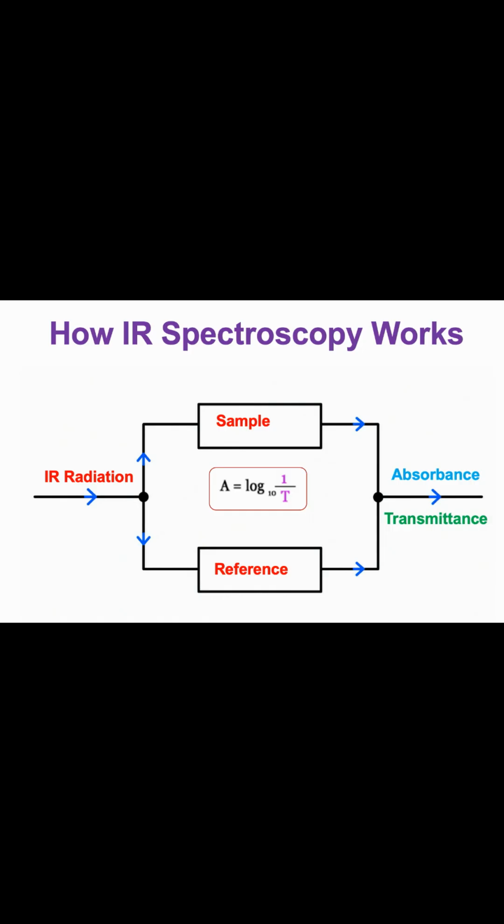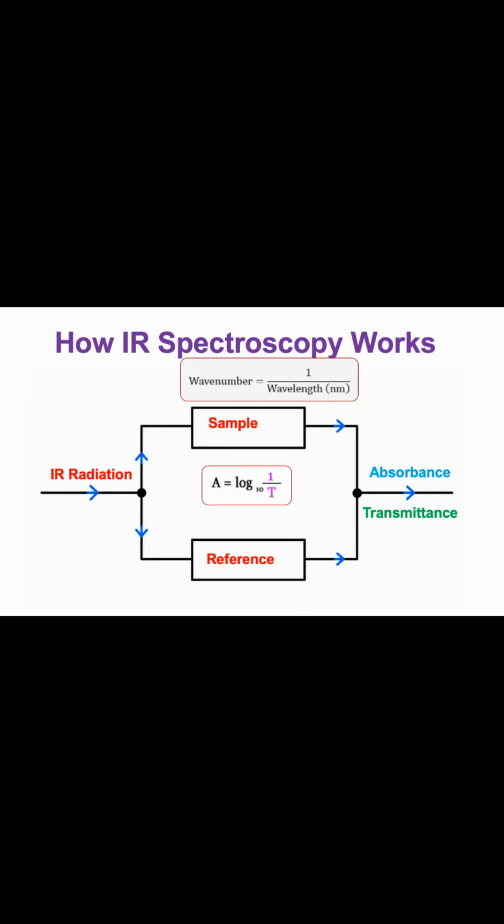The unit used on the x-axis of an IR spectrum is wave numbers, and the wave number equals 1 divided by the wavelength. For wave number, we have to change that wavelength from nanometers to centimeters. Remember, 10 raised to 9 nanometers equals 1 meter, and 1 meter equals 100 centimeters.